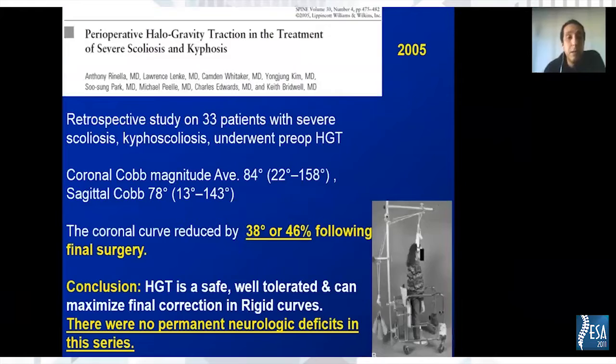Now, many studies have looked into this, and one of the earlier studies in 2005 looked at 33 patients with rigid scoliosis with curves averaging 84 degrees in the coronal Cobb and 78 in the sagittal. The curves were not that high, but they found that they could get good correction after final surgery when combined with the traction, and they found no permanent neurologic complications.